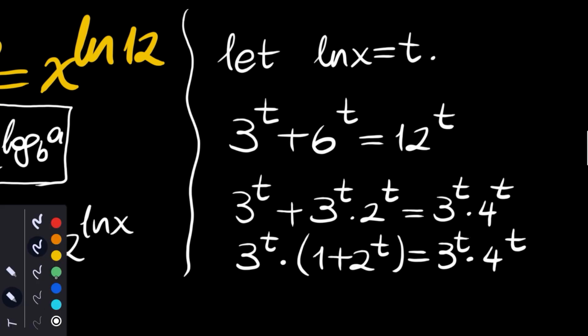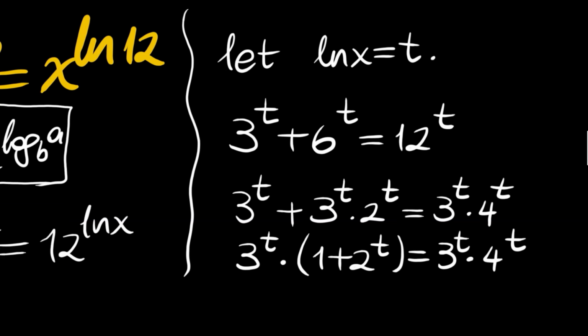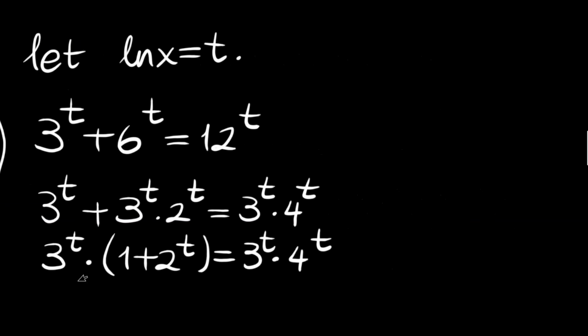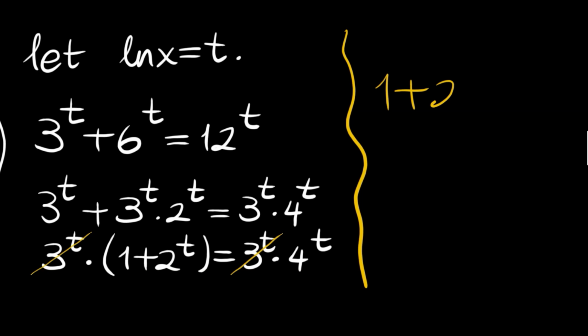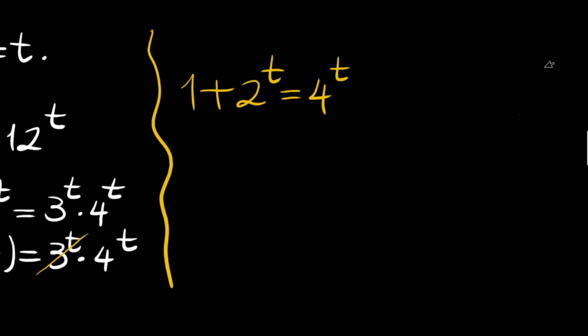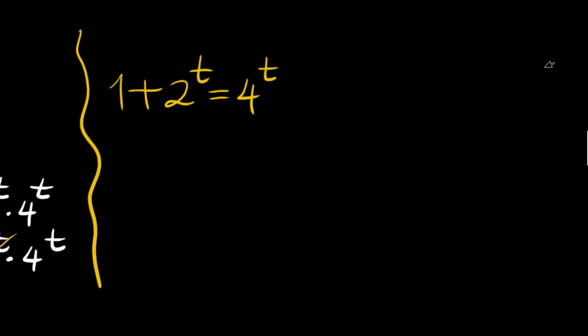Now, my friends, since 3 to the power of t cannot be equal to 0, the exponential function with base 3 cannot be equal to 0. We can cancel this term and have this 1 plus 2 to the power of t is equal to 4 to the power of t. And this is another exponential equation. You may have seen this.